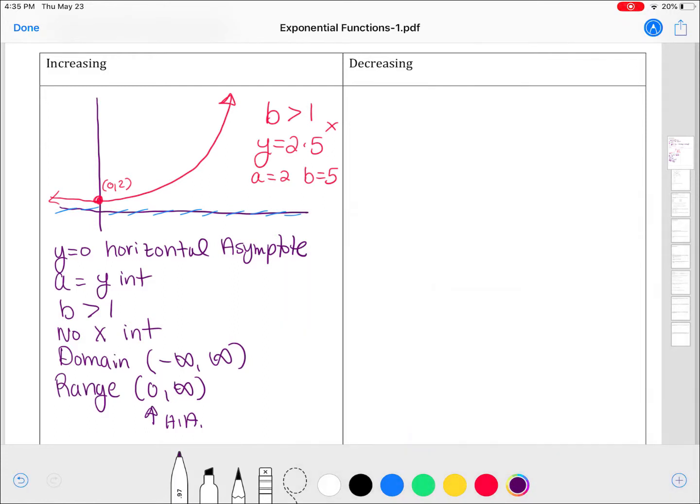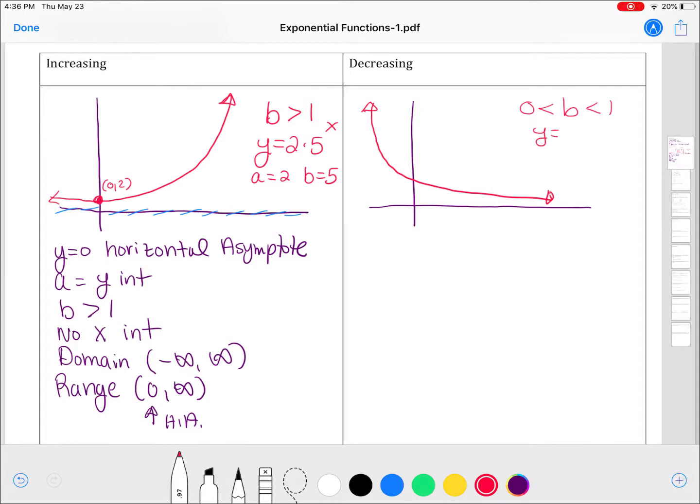Now, if it's decreasing, you pretty much have the same picture, only it's flipped over the y-axis, and it's going to go down left to right instead. So when you have a decreasing function, your b is going to be less than 1 but greater than 0. So it's going to be a fraction or a decimal between 0 and 1.